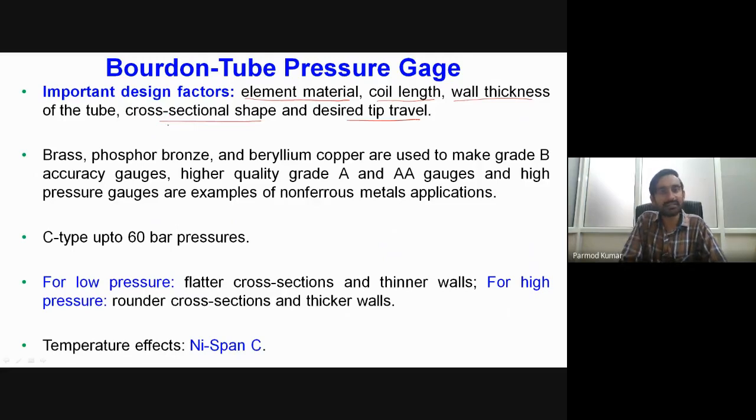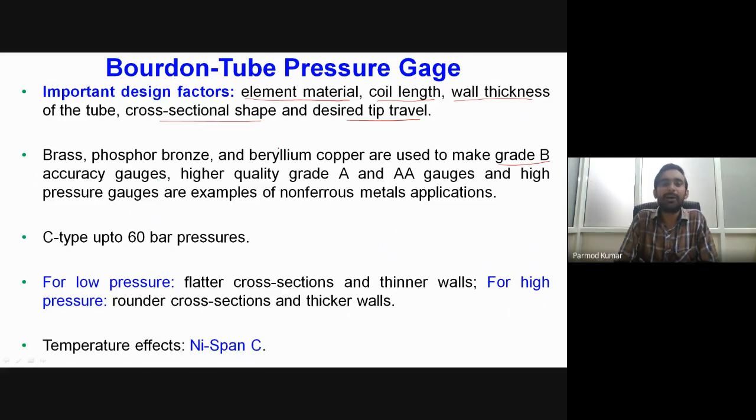So brass, phosphor bronze, and beryllium copper are the main materials which are used particularly for grade B type accuracy gauges. By grade B we mean gauges which are employed in industrial measurements, and there we want to have only a rough estimate of the pressure. So these are not very accurate. Obviously, they are accurate pressure gauges, but their precision will not be very good.